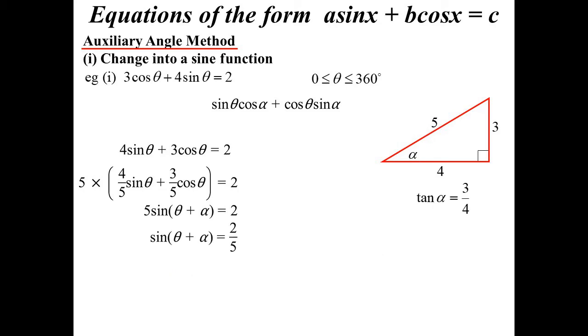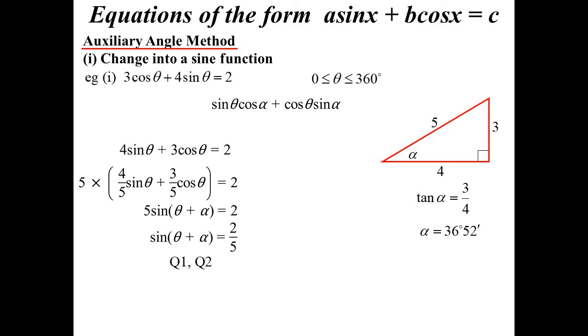And so now it becomes a very simple trig equation to solve. The sine is 2/5. We do it just as normal. It's just that the angle we're working with now is theta plus alpha. I can work out alpha, because if we go back over here, I've chosen the tan ratio. I could have just as easily done the sine or the cosine, it doesn't matter. And so alpha is 36 degrees 52 in this problem.